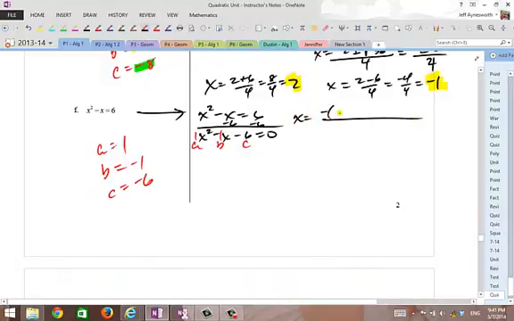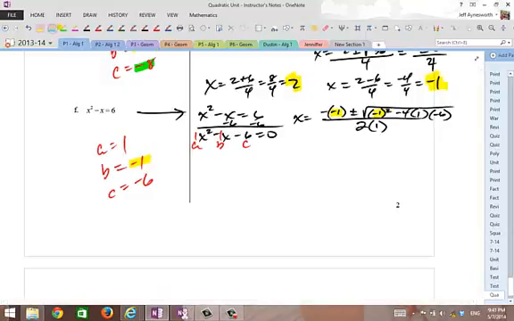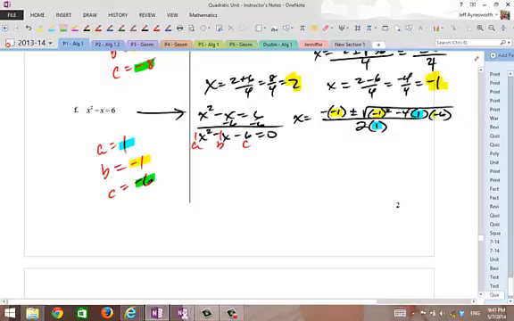Okay, so you start off with opposite of b, right? Opposite of negative 1, plus or minus the square root of b squared, which is negative 1 squared, minus 4 times a, 1, times c, negative 6, all divided by 2 times a, which is 1. So where I saw b, I substituted in negative 1. Where I saw a, I substituted in 1. And where I saw c, I substituted in negative 6. Okay, so your first step, substitute. Then you start your simplifying. Anytime you see a double negative here and also here, you add the opposite.